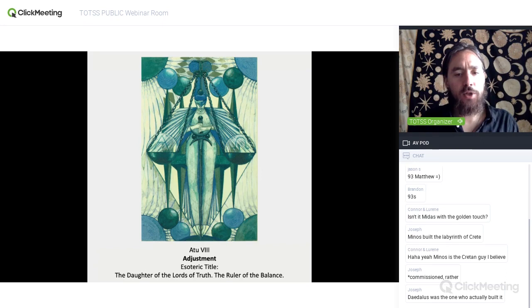Let's see. She's carrying a sword here. This is not only the sword of justice. Also, the sword is an air weapon, and the scales are very often associated with the sword, or are balanced on the point of a sword. So that's a common symbolic association.